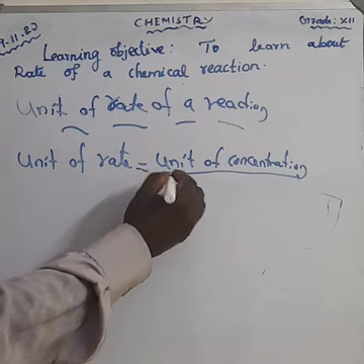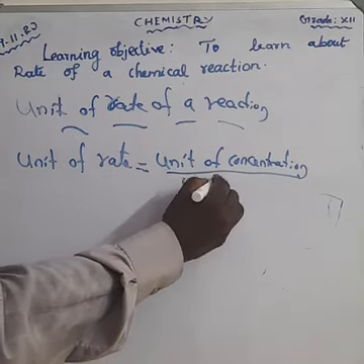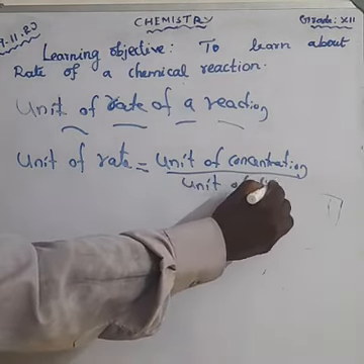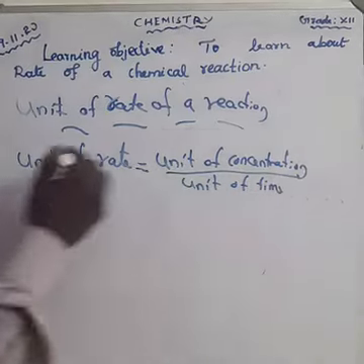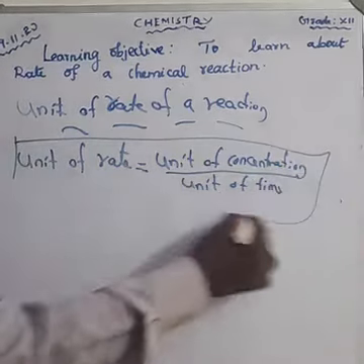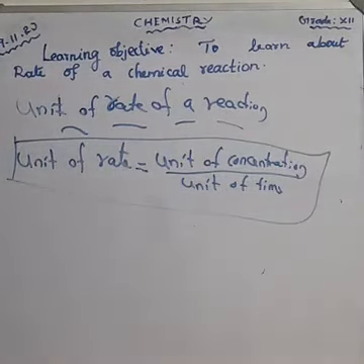Unit of concentration divided by unit of time. This is also one of the one-word questions. Unit of rate of a reaction: the unit of rate is equal to unit of concentration divided by unit of time. Here, the concentration is expressed in number of moles per liter and time is expressed in seconds.